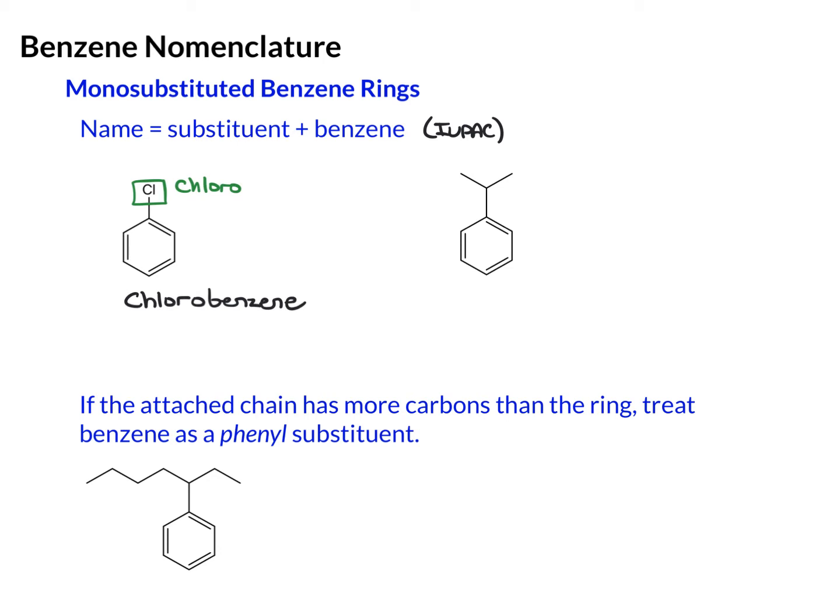No spaces. If we come over to our second molecule, the substituent that's attached is an isopropyl group. So the IUPAC name for this will be isopropylbenzene.